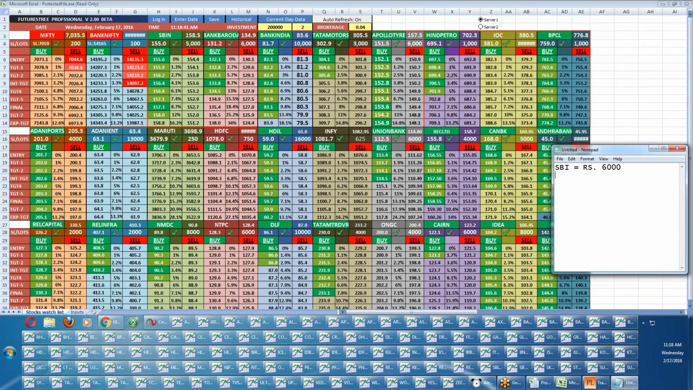132 is your entry. 132.30. Now it is at 134.90. That's around 2 rupees 60 paise into 3,100 is the lot size. That's roughly around 8,000 rupees.